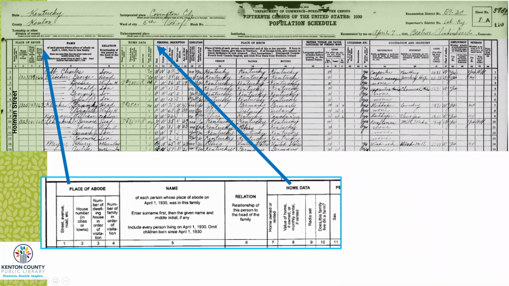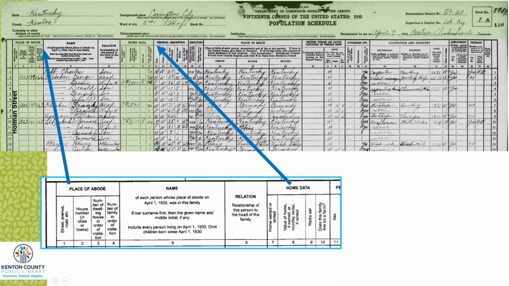And then the last column there is, does this family live on a farm? And the answer is no. So if it was a farm, it would say yes, obviously. But in this case, it's a city, and they are not on a farm. So there's some good property-related tidbits in this census as well.